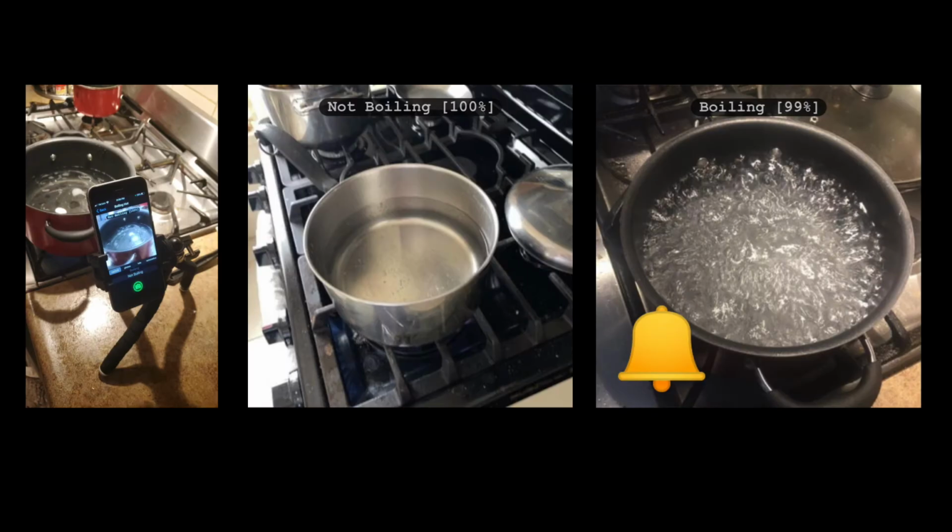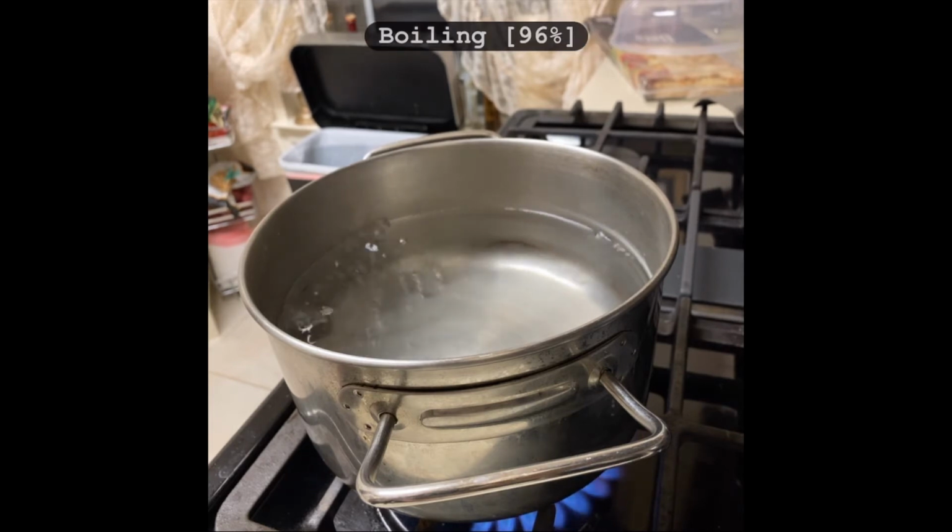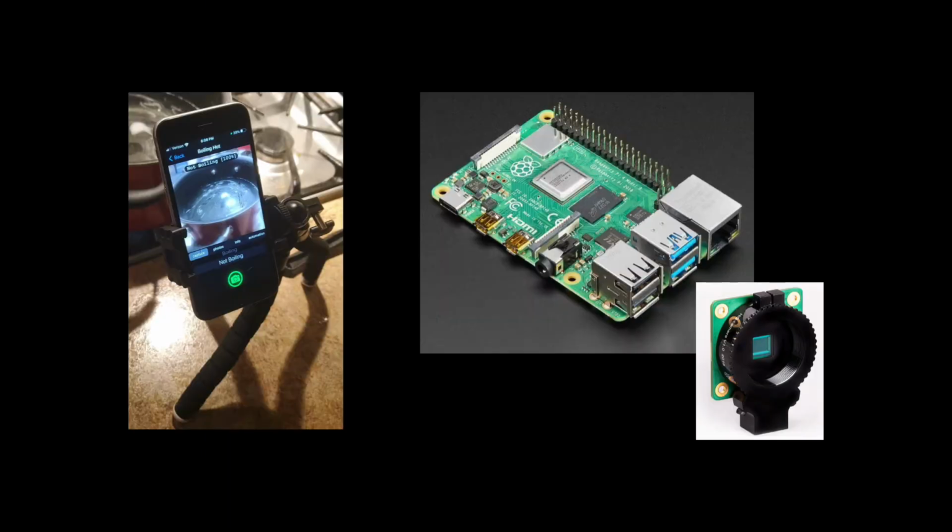We also have automation features. It takes about 20 minutes to boil water, and instead of waiting around, you can have Palapa alert you when the water starts boiling. Let's see it in action. Boiling, boiling. To use our automation features, you can either use a spare phone or build your own camera device with a cheap microcontroller that runs our client software.